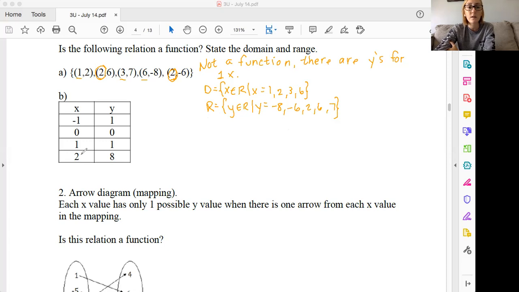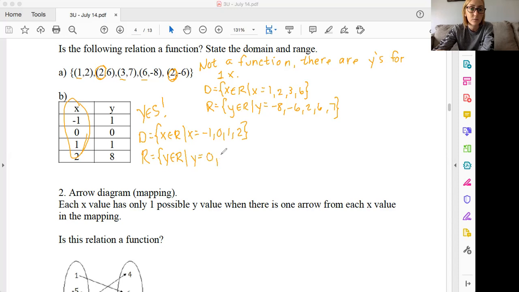Here you're looking at your x values. Does it ever repeat itself? It does not. So that way it is a function. So yes. Okay, and then our domain is element of a real number, x equals -1, 0, 1, and 2. Our range is y is an element of a real number, y is equal to 0, 1, and 8.